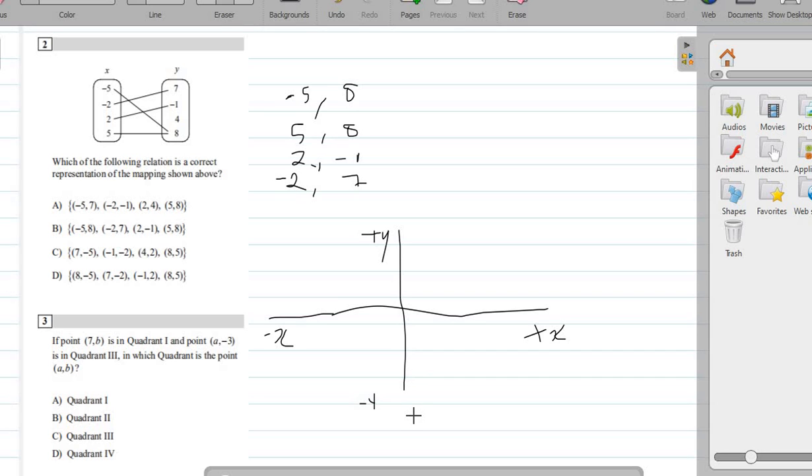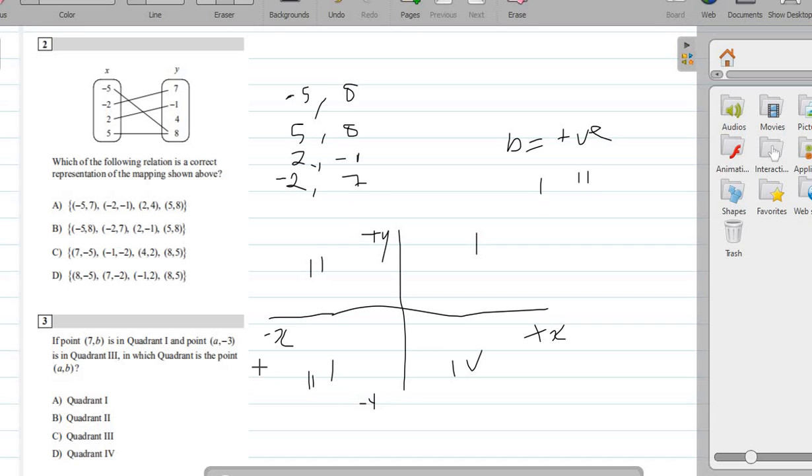So if point (7, B) is in quadrant I, which is the first quadrant, this is II, this is I, and this is IV. If (7, B) is in quadrant 1, that means B is positive. You know that B is positive. And point (A, minus 3) will be in between quadrants 3 and 4.